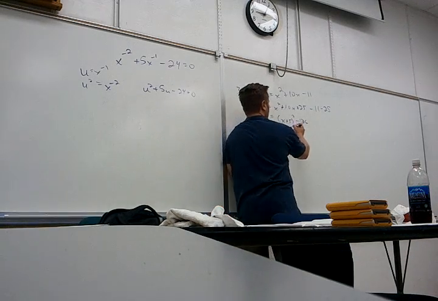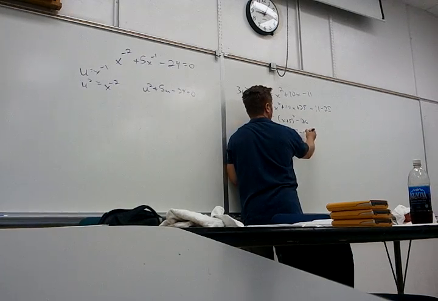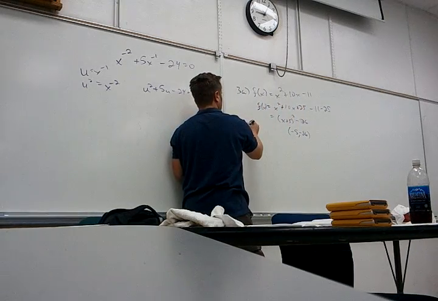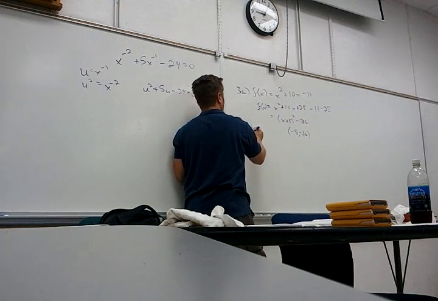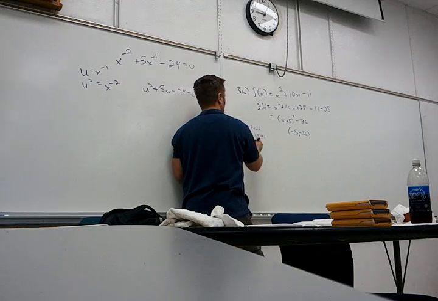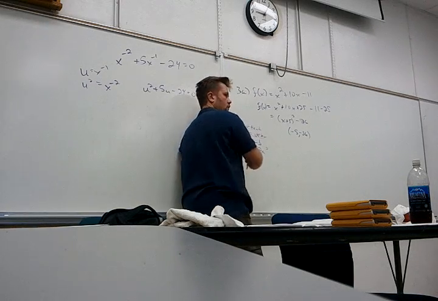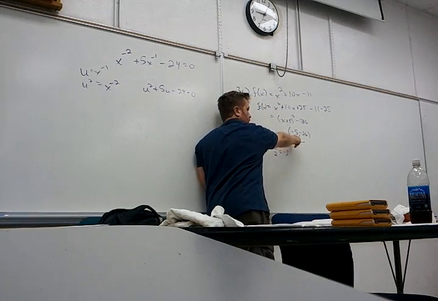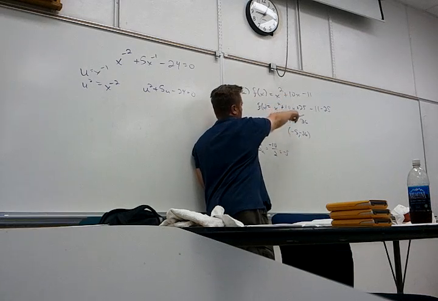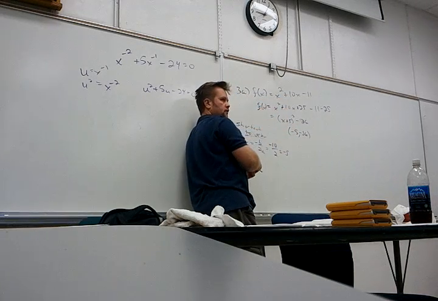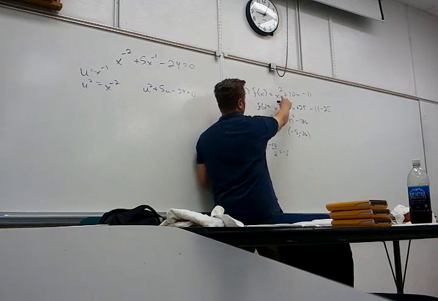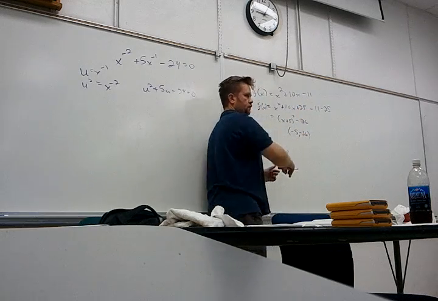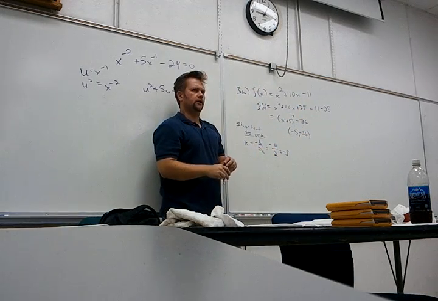So what's the vertex here? Negative y. What was the shortcut we learned the other day? It was negative b divided by 2a. So it'll be negative 10 over twice 1, negative 5. If you plug that back in, you'll get the y piece. You'll get negative 36. Right, you'll get 25 minus 50, negative 25 minus 11 is negative 36. Alright, so that's a shortcut for it.